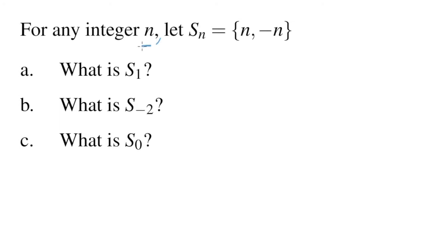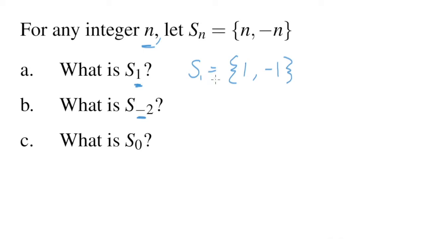So for any integer n, let S of n equal the set containing n and negative n. So here 1 is serving as our n, so we need to copy this pattern here, but with 1. So S of 1 would equal the set containing 1, and then the second one is the negation of the number, so the negative number multiplied by -1. Okay, let's look at the next one.